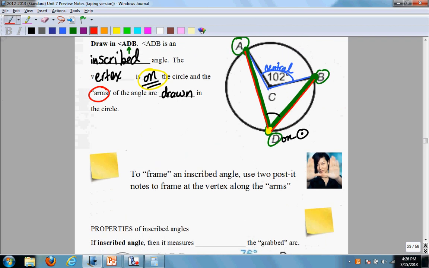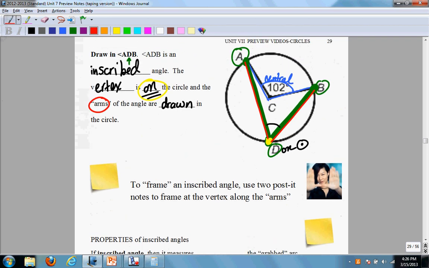Okay, now I'm going to be using the term frame here. It's very important that you don't just copy this video. It's very important you actually use the Post-its. That's why I provided them for you. Use the Post-it notes, please. When I ask you to frame, this is what I'd like you to do, please.